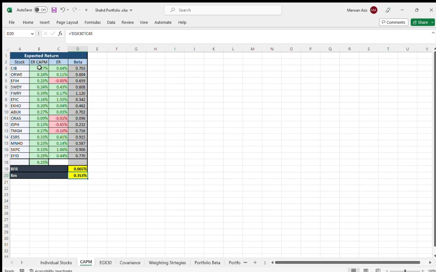And I got the expected return using the CAPM model for each stock by using the risk-free rate plus the beta for each stock, which I got also from investing.com, multiplied by the difference between the market return and the risk-free rate.